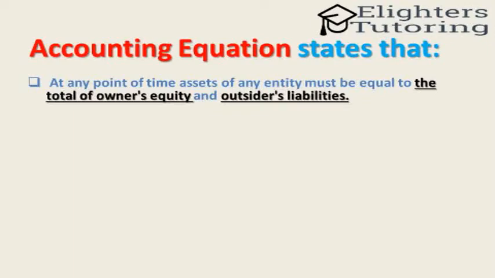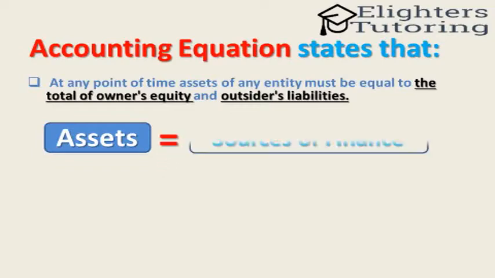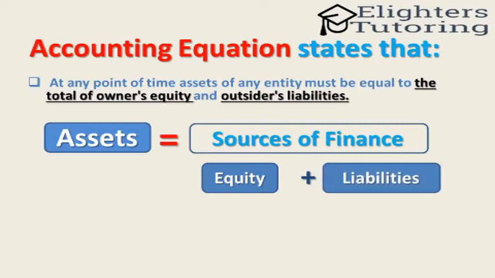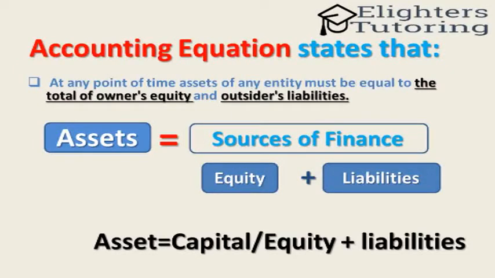So now, this means that assets are given by the sources of finance. And what are the sources of finance? It is owner's equity and outsiders' liabilities. That is the equity, which is the capital, plus the liabilities. So these components form our accounting equation, which is given here: assets are equal to capital, which is equity, plus liabilities.